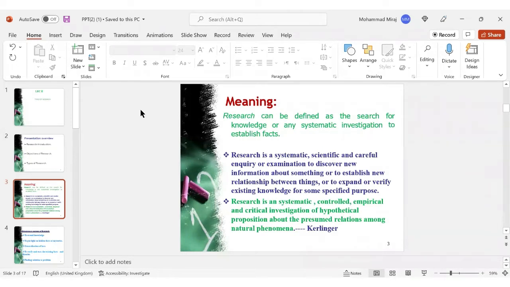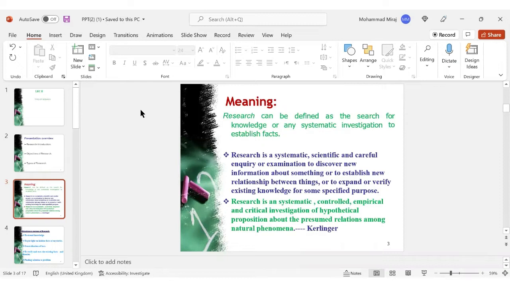So research, as you can see in the slide, is systematic, scientific, careful inquiry or examination to discover any new information about something. For example, whether the COVID vaccine is working equally well in children. If in children, at what age it has to be given, how it has to be given, where it has to be given, at what duration. So if you are able to answer where, what, how, when, why, you will get your answers in a better manner.